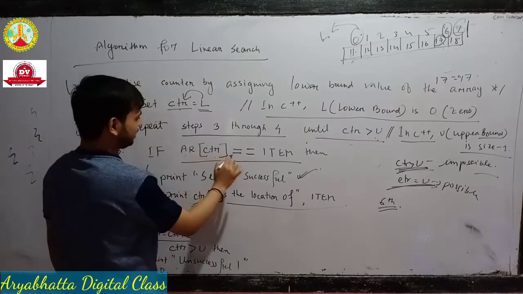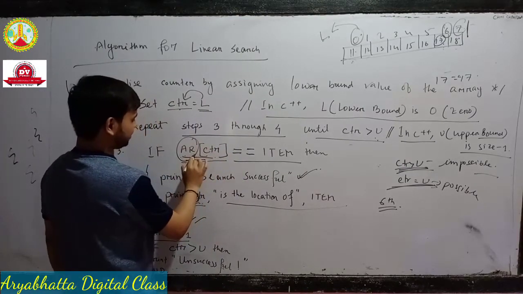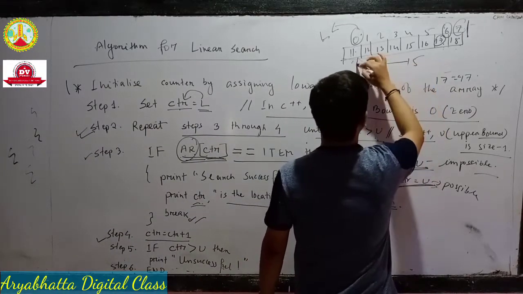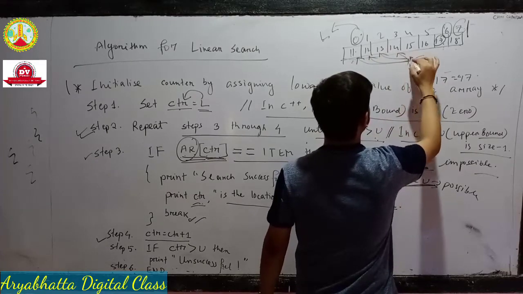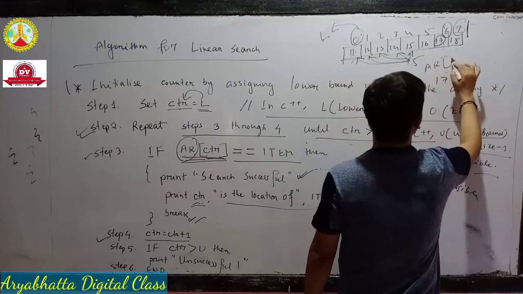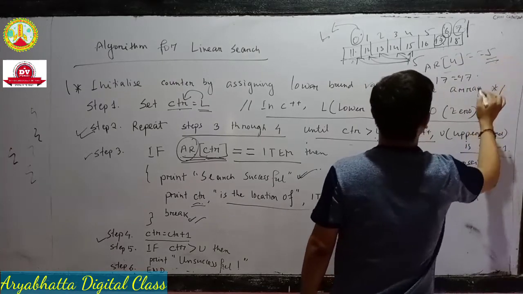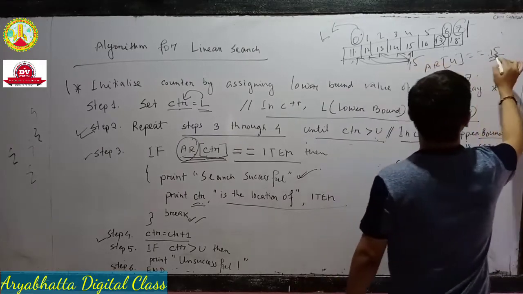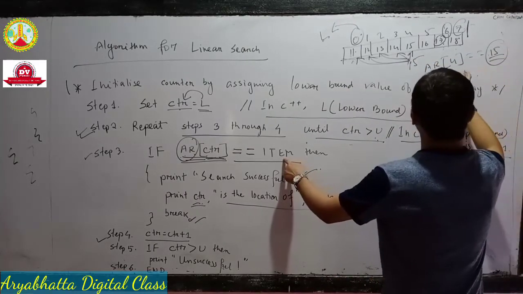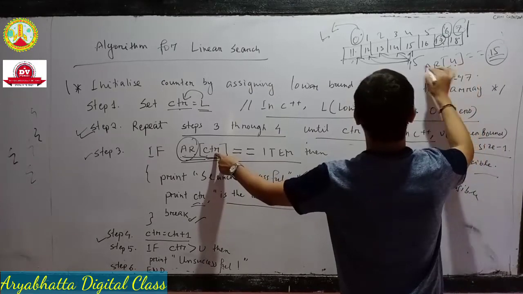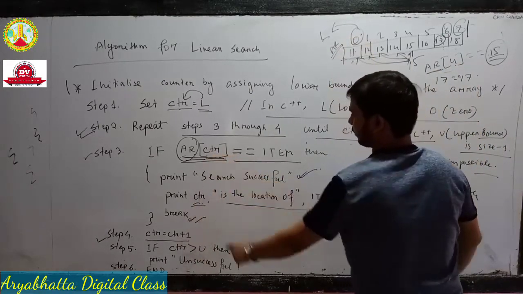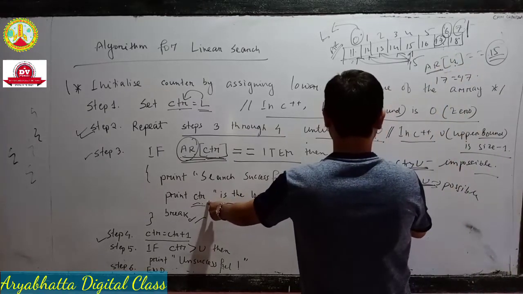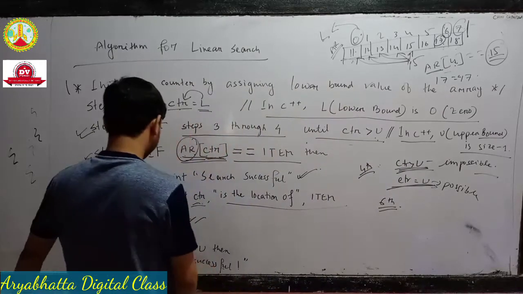And if AR[CTR], where AR means the array. Suppose you have to search for item 15: you go through this, compare, go through this, go through this. Here your AR[4] is equal to 15, which means your required item is 15. AR is the array; suppose we take an array named AR, user defined. Search successful, and print CTR: the 4th is your position, the location of the item, and this is the increment.